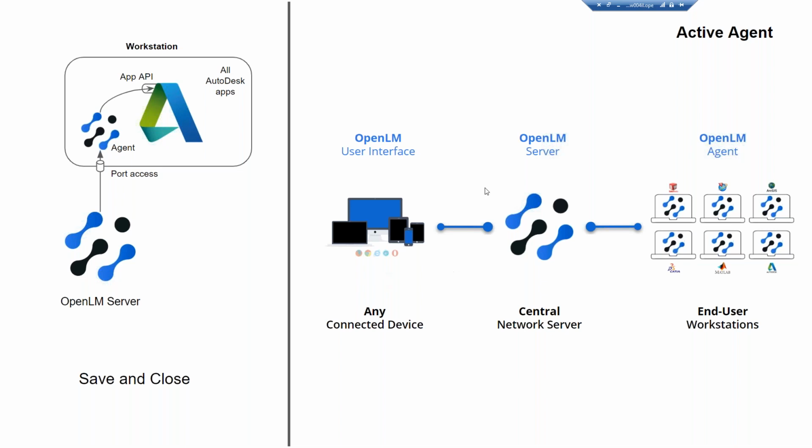And what you can do after is use the extension active agent to simply save and close the application. Meaning that the OpenLM server will tell the agent to talk to a little API that we developed and just tell Autodesk, hey, can you simply please save and close the application? And Autodesk simply does that. The user can then restart with the same project just by clicking a button.